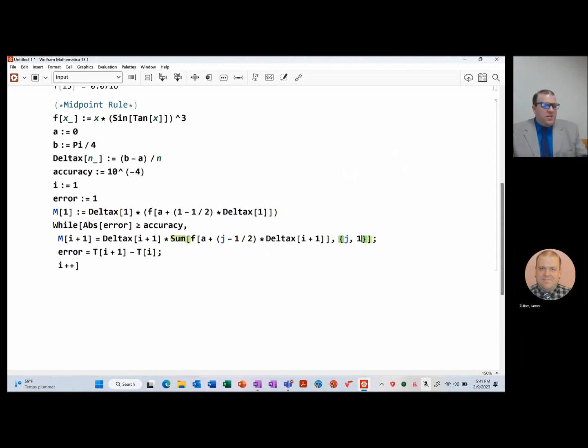And J goes from what? 1. The I plus 1 minus 1 again. Or no, it goes all the way up to N, right? So I plus 1. All right, now all we have to do is change these T's to M's.